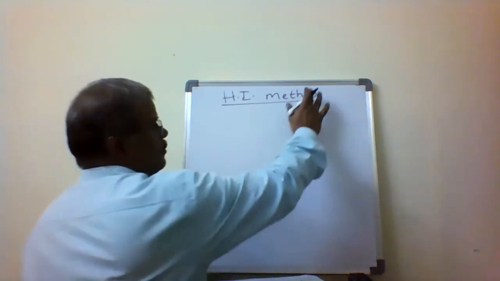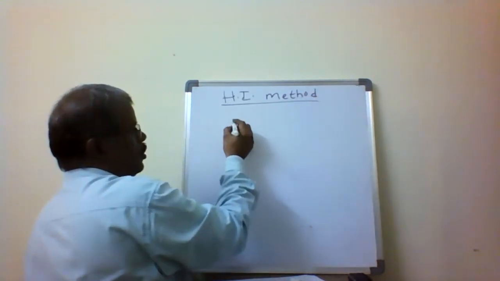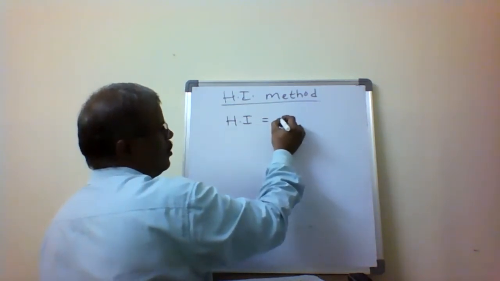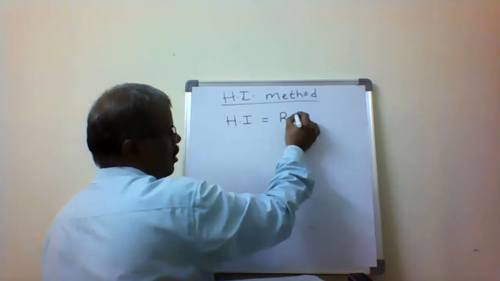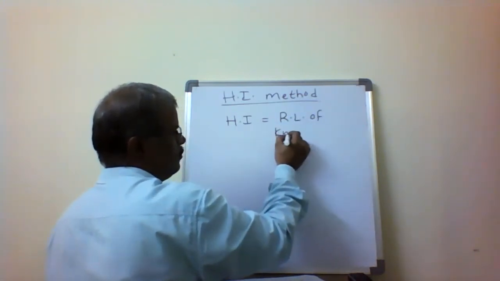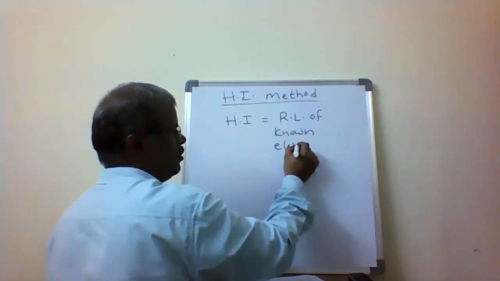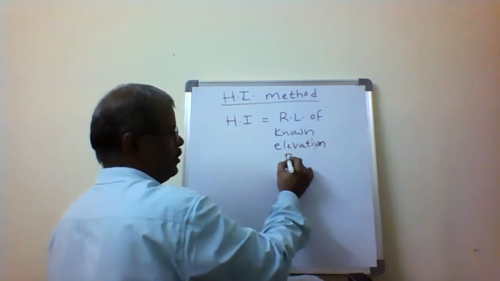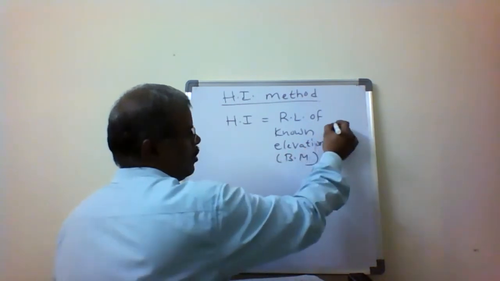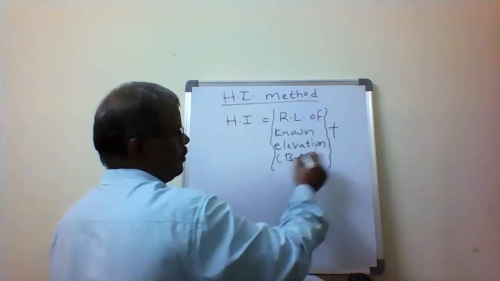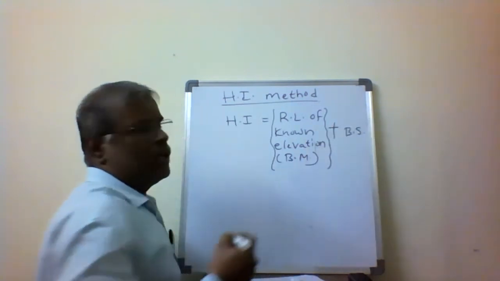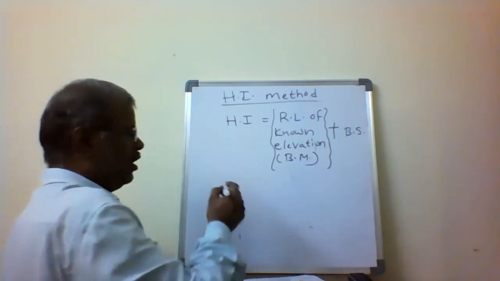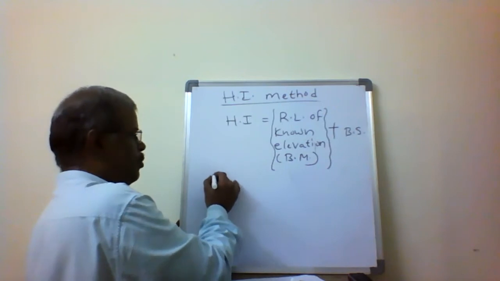Height of instrument method. The height of instrument equals the RL of known elevation, that is the benchmark, plus the backsight reading. The RL of known elevation, the benchmark, plus the backsight reading gives the height of instrument. Then I want to get the reduced levels of the points.